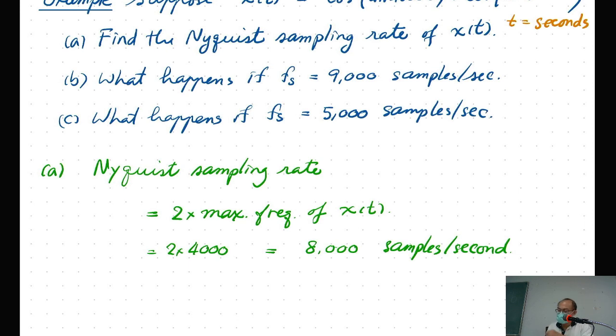If we try to sample this signal with a rate lower than 8,000, we would have a problem, and that would be in part C of the question. Now in part B, we're sampling it with a rate higher than the Nyquist sampling rate, so that shouldn't be any problem. So let's investigate it.